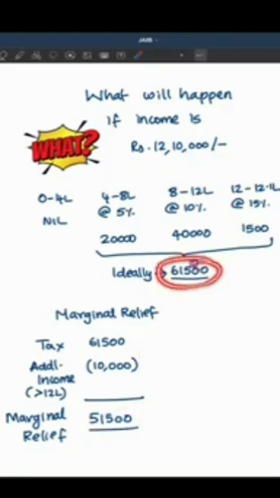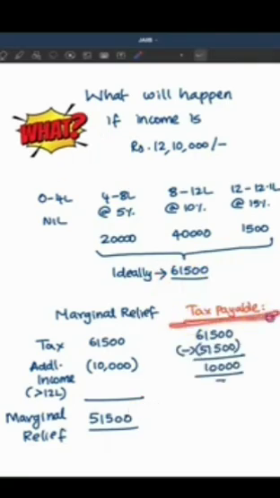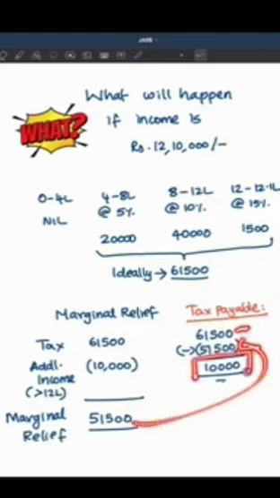So on the 61,500, this 51,500 will be provided as marginal relief. So the tax payable will be 61,500 minus 51,500. It means only 10,000 will be the tax payable when income is something like this. That's amazing, right? Let me also give you another scenario.